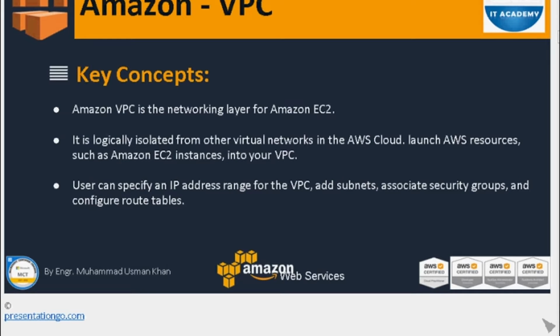It is logically isolated from the other virtual networks in the AWS cloud. Launch AWS resources such as Amazon EC2 in your VPC. What does it mean? It means if you have more than one virtual private cloud, either within the region or within the AWS account across multiple regions, you can use identical subnets and an identical CIDR block in multiple VPCs.